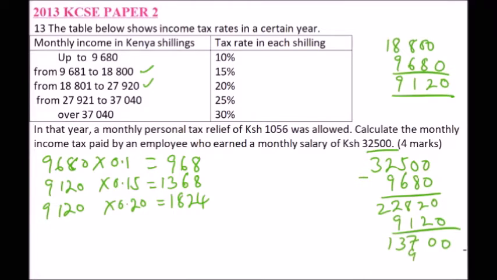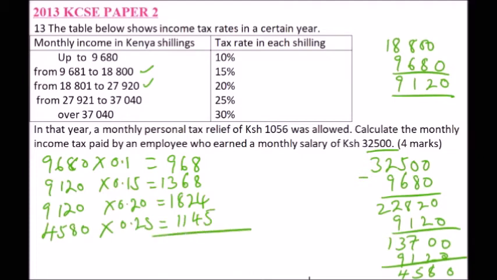So we subtract 9,120. Our balance here will give us 4,580. We find that this value is below our bracket, so we just multiply below 9,100. So we say it is 4,580. We multiply by the next bracket, which is 0.25, and when you multiply that, you get 1,145. Use a calculator.